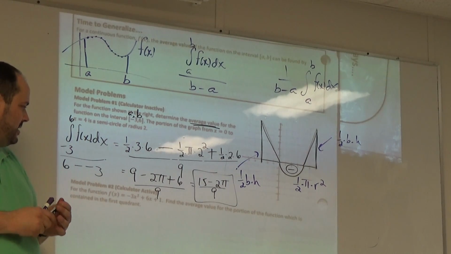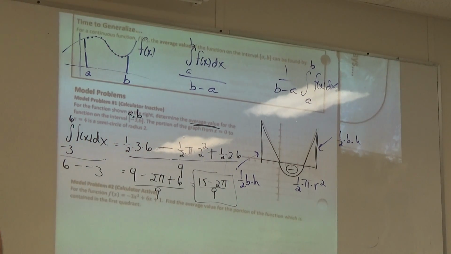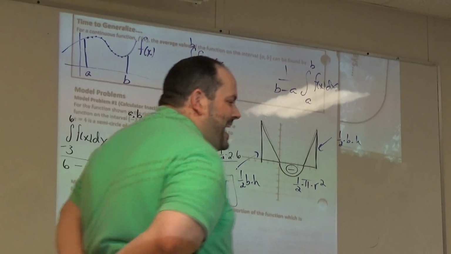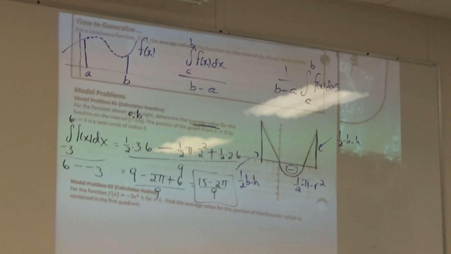I want you to get a thought partner with this. For the function f of x equals -3x squared plus 6x plus 1, find the average value for the portion of the graph in the first quadrant.